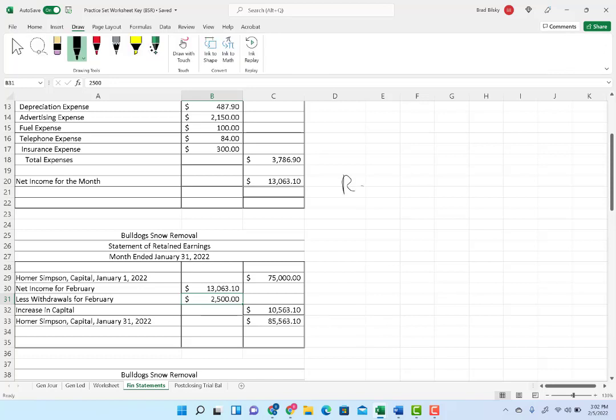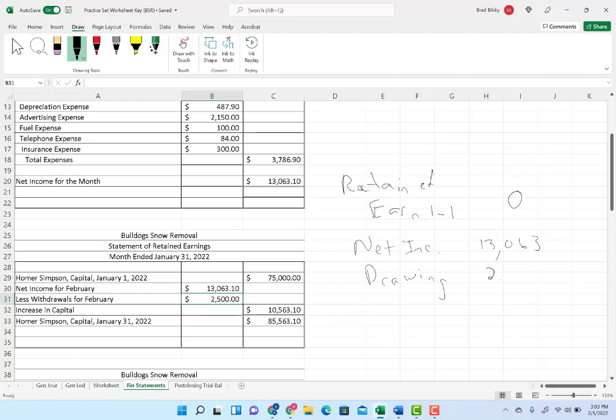We could do this in a little bit different way. We could have retained earnings that starts from the first day of the month. Let's say 1/1. Well, remember, first day of the month, we haven't done anything yet. Retained earnings is just how much of your former profits you've kept in the business. So on that first day of the month, it would have been 0. Then we add our net income, 13,063. And then we're going to subtract out any drawing, which we had 2,500.